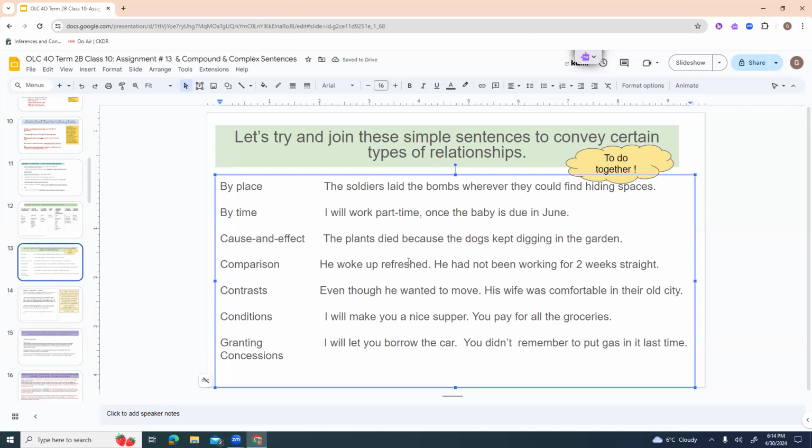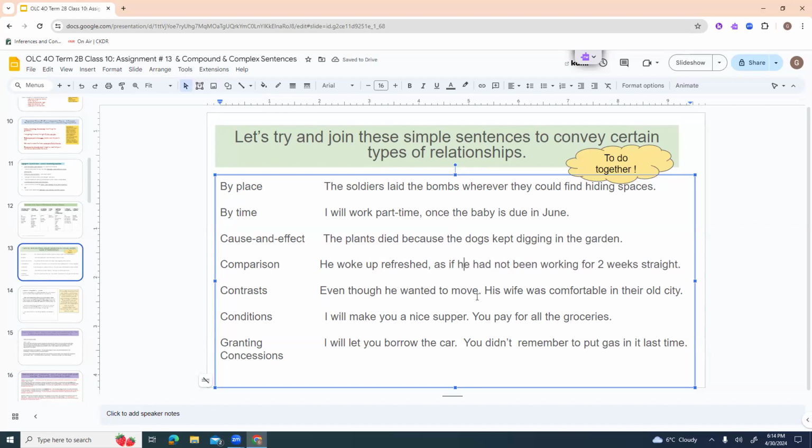Comparison. He woke up refreshed. He had not been working for 2 weeks straight. Comparisons often use like or as. He woke up refreshed as if he had not been working for 2 weeks straight.